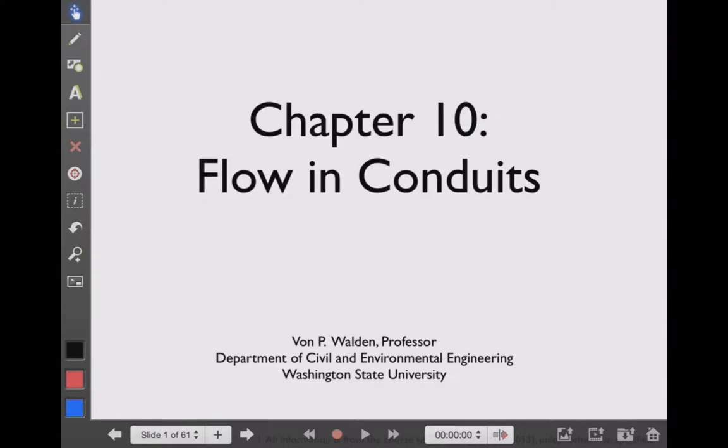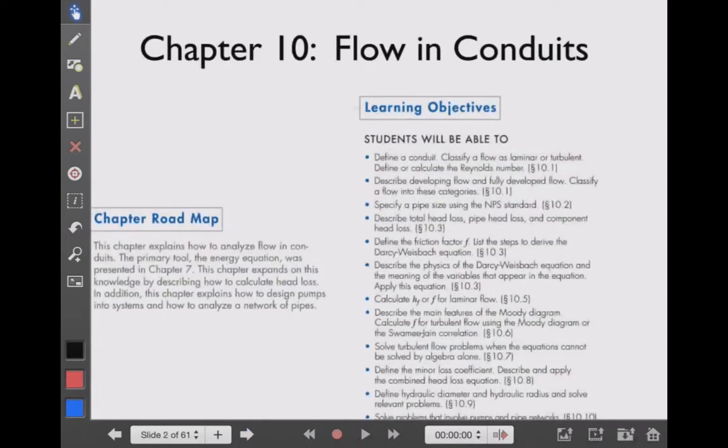Let's do section 10.8 in chapter 10, Flow and Conduits. This section is going to describe how we calculate the minor loss coefficient. That's going to be given the value of capital K. We'll find out that this is, again, a dimensionless number, and we'll describe how to determine this value and apply it to get the combined head loss.